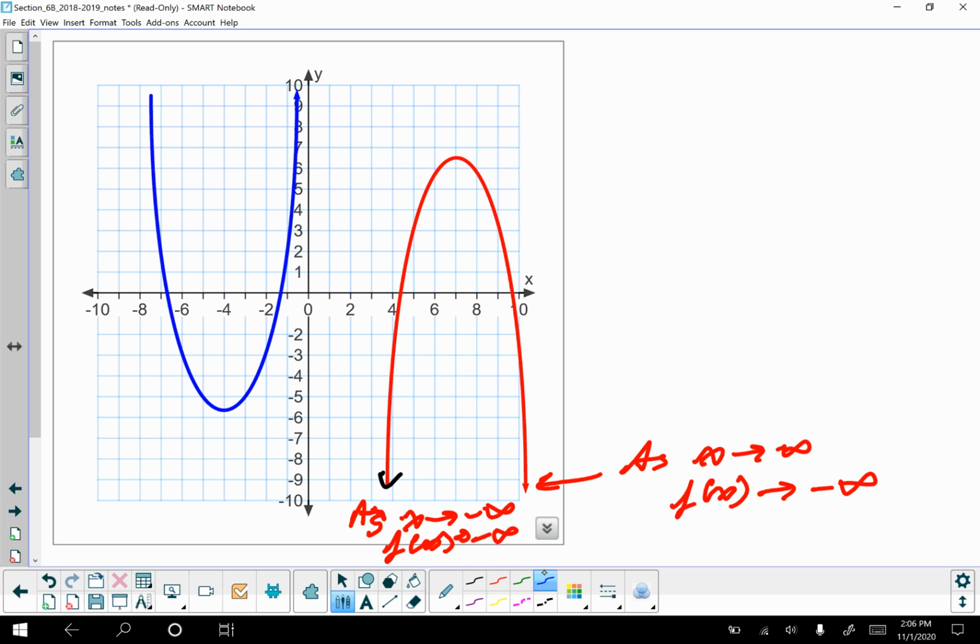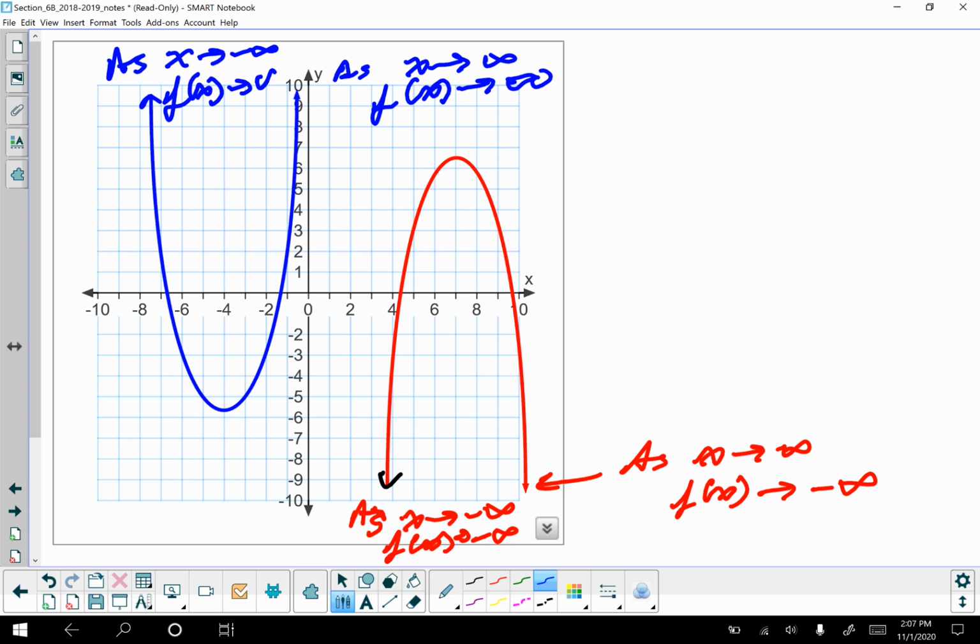Then on the blue one, again, there should be an arrow up there. As x goes to infinity, function at x, the y value, goes to infinity. And same here, as I go to the left, x goes to negative infinity, f at x goes to infinity. So that's talking about the end behavior. Where's my graph going to wind up as we go to the right or to the left? Does it go upward, or does it go downward?